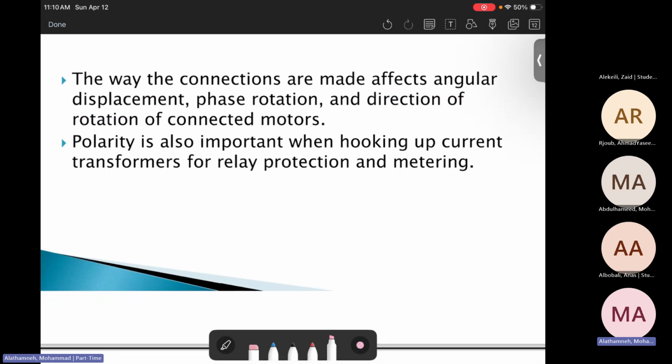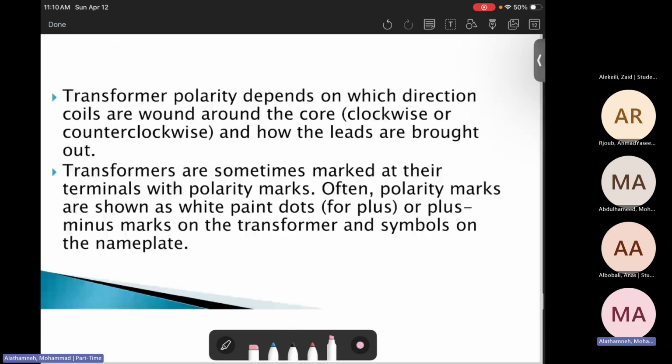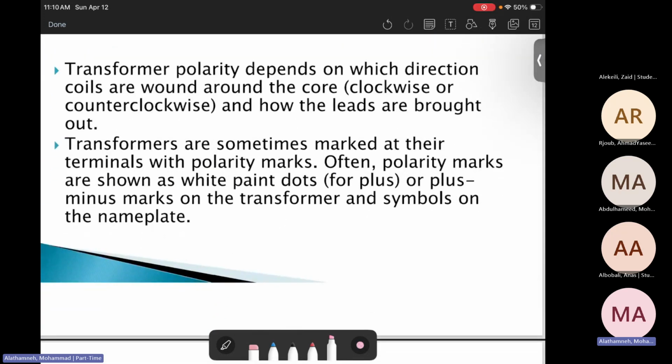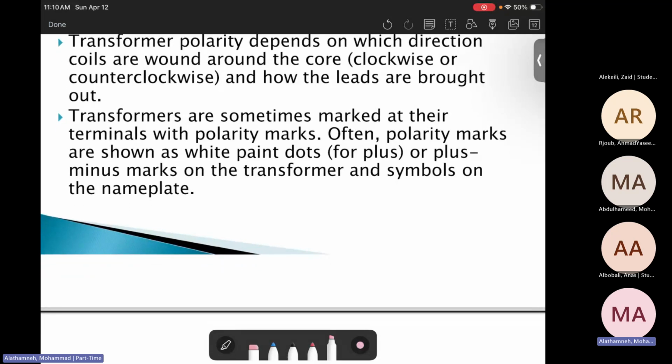Okay, the polarity is very important when you hook up the transformers for the protection and metering as well. The transformer polarity, depending on the direction, can be either clockwise or counterclockwise. The transformers are sometimes marked at their terminals with polarity marks. Usually the polarity marks are shown as white painted dots for plus, or plus and minus marks on the transformer.